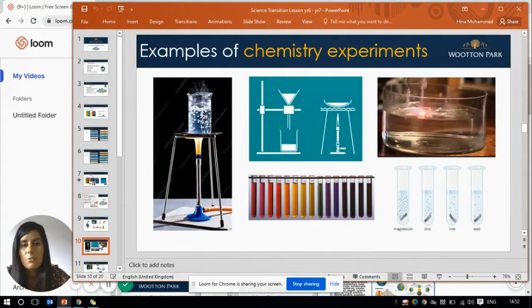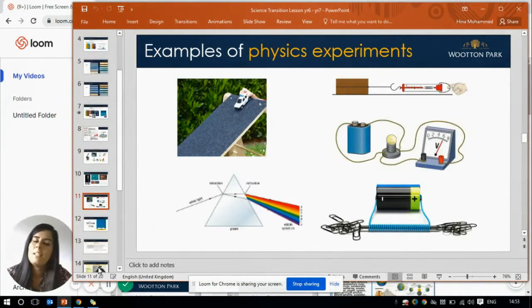Chemistry experiments involve use of Bunsen burners, really exciting. We carry out the filtration experiment, look at acids and alkali. We also look at how metals react with water and acids, again, really exciting. And finally, for physics experiments, we have plenty of forces experiments, so things like objects rolling down a slope. We look at electricity experiments, and we've also got electromagnet experiments.